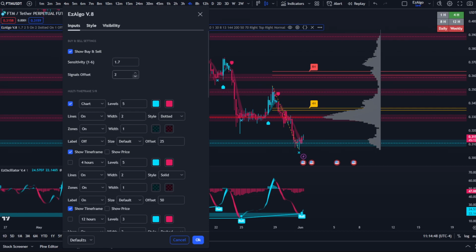The signal's offset is set at 2 by default. Essentially, this just changes how close to the actual candle the buy and sell labels are. So if I increase the signal's offset, you'll see it's a little bit further away. I actually prefer to have them closer to the candle. I think that looks pretty nice.